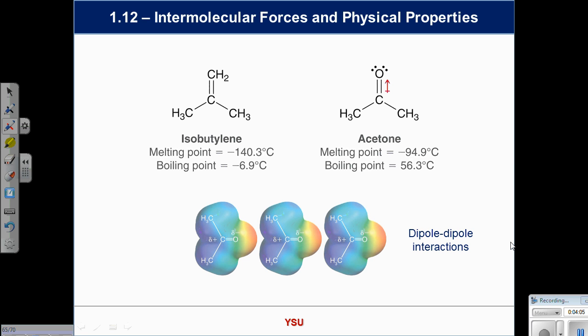So I have some facts up on that slide. The molecule on the left, isobutylene, is a typical alkene. We can look at sp2 carbons here. We can look at the fact that there's no delta plus, delta minus. And its melting point is negative 140. Its boiling point is negative 6.9. So what's its physical state at room temperature? It's a gas. It certainly is a gas.